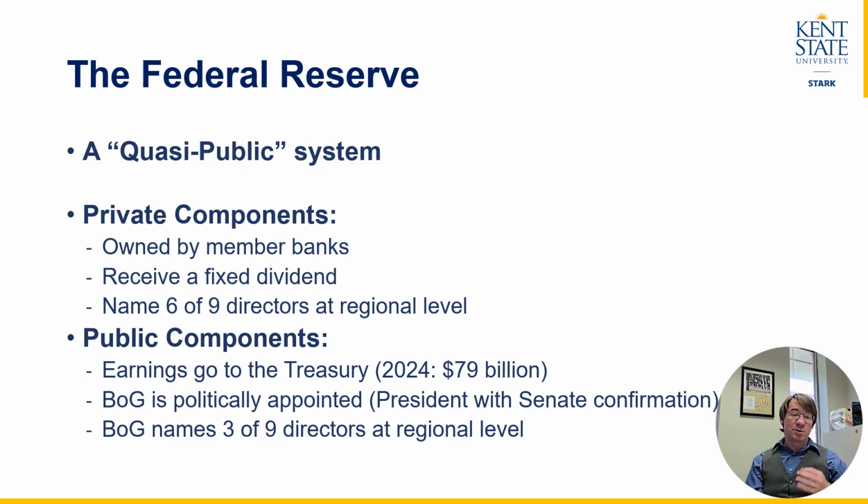Now, the public components. Any earnings that the Federal Reserve gets outside of the fixed dividend that it has to pay to its member banks goes to the U.S. Treasury. So in 2024, that was $79 billion that were paid to the U.S. Treasury from the Federal Reserve System. It's also true the Board of Governors, as previously mentioned, is politically appointed. It's the president that makes that decision with the Senate confirmation. It's also true that the Board of Governors names the other 3 directors, those that are the public interest directors, at the regional level. So you can see, even at the regional level, there's a mix of private and public, and certainly at the more central level, there's still a mix of public and private as well.